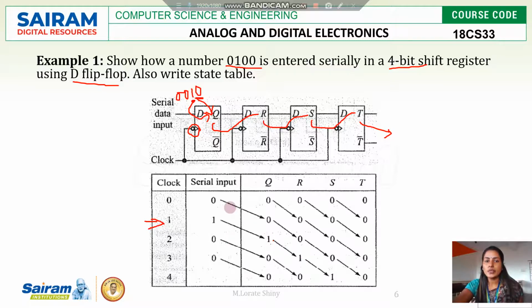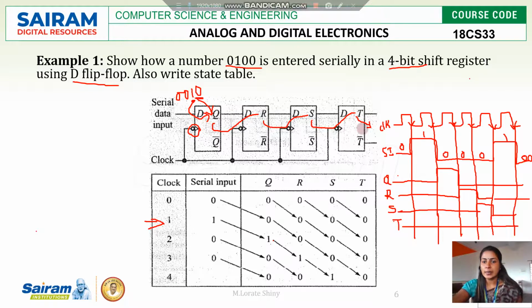Now, if you want to draw the timing diagram for the same, how will we draw it? First, we have to mark the clock cycle, the clock pulse. Then this is negative edge triggered, so we have to mark all the negative edges. First we draw the clock, then I marked all the negative edges. Next, the serial input is 0, 1, 0, 0. Again in the next cycle 0, 1, 0, 0 will continue. Next Q, R, S, T. Q is 0, 0, 1, 0, 0. So I have drawn 0, 0, 1, 0, 0.